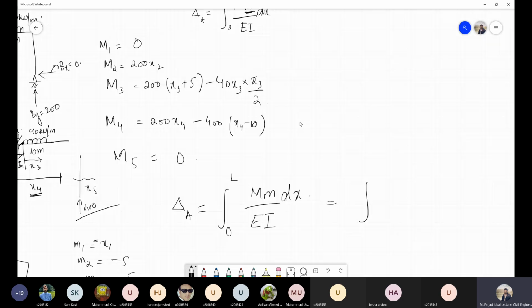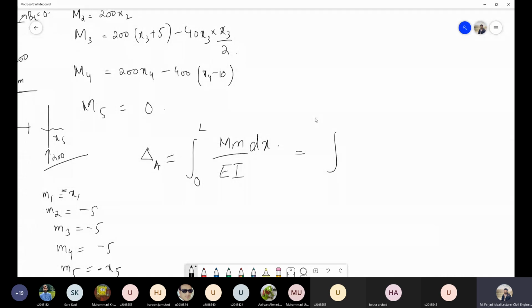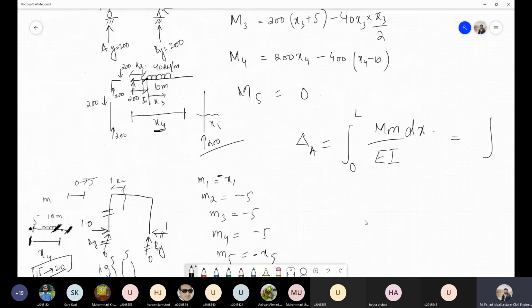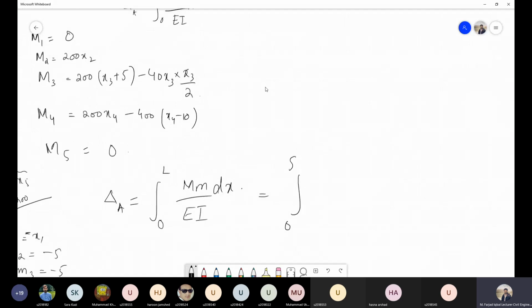So for the first equation, m1, we can do it for the next question anyway. So for the first one, what are the limits for the first section? That is x1 section. What will be the limits? So 0 to 5. 0 to 5, and the equation of moment is over here, capital M1 is 0, small m1 is minus x1 over EI into dx, right?